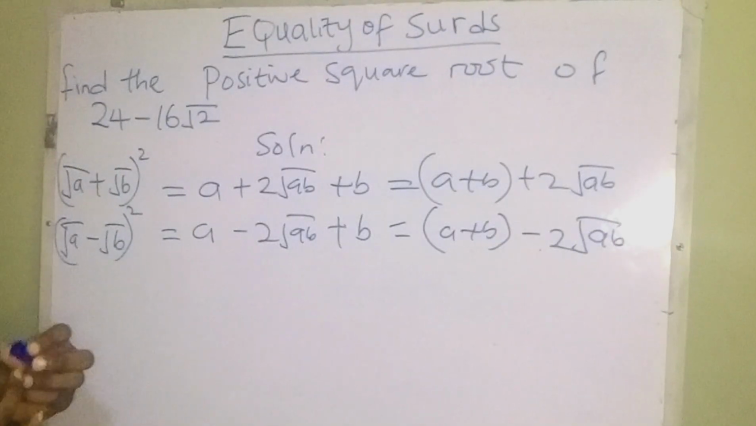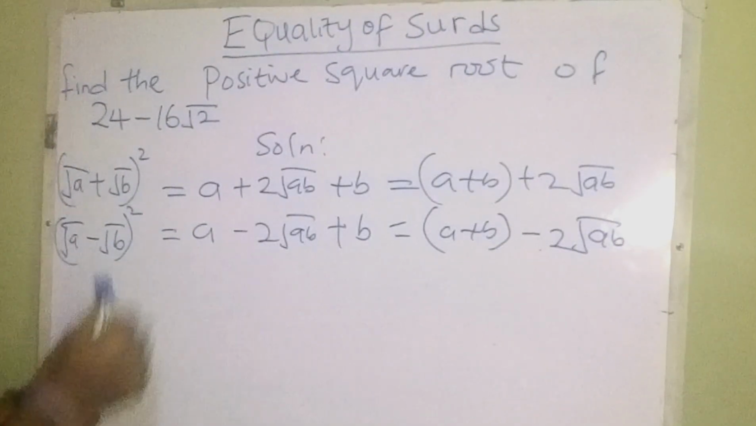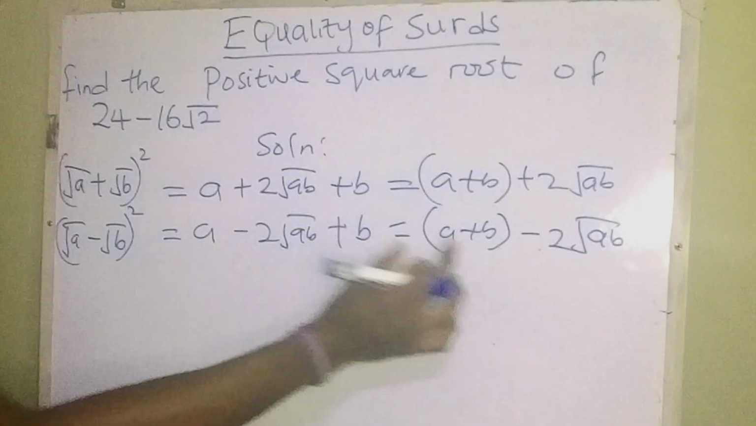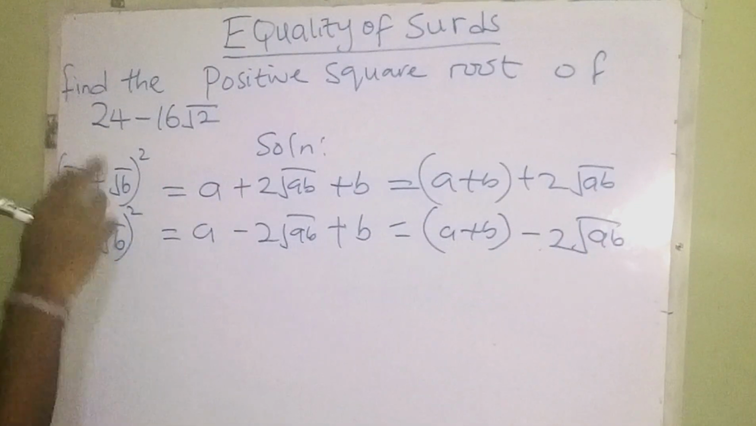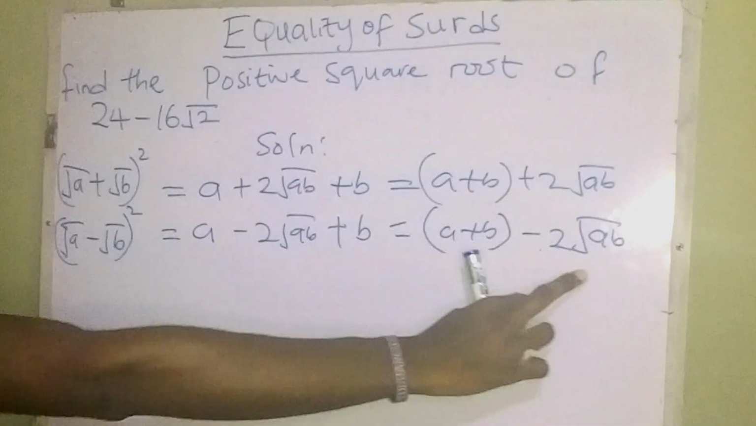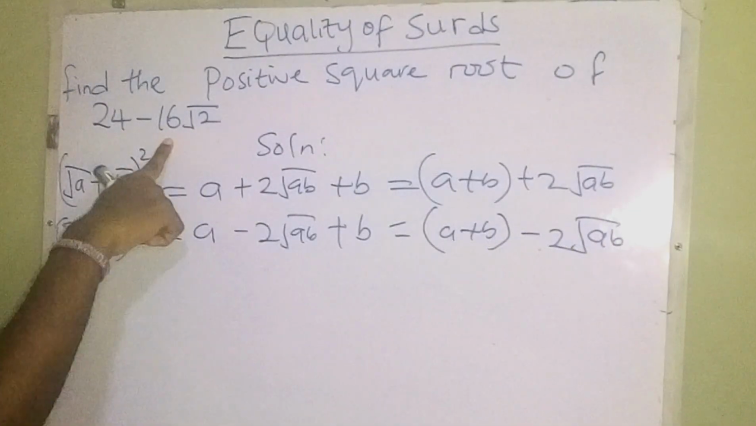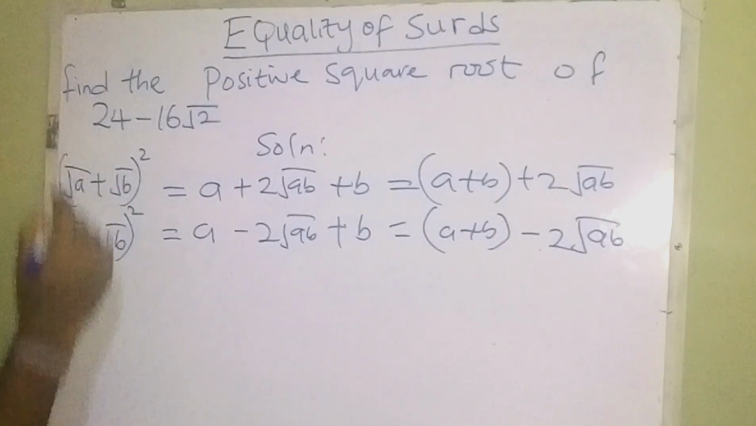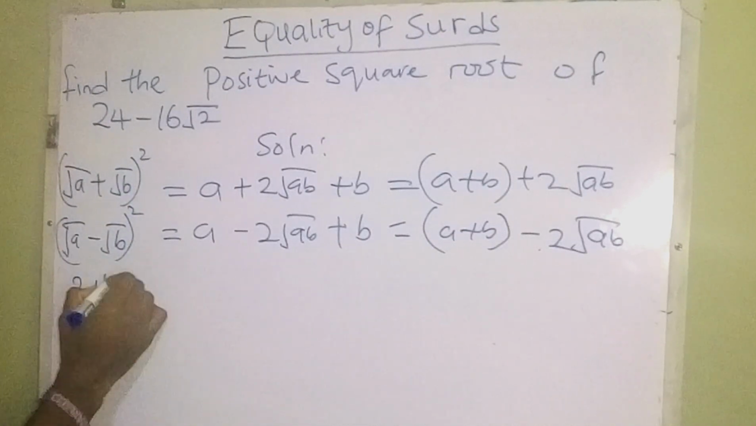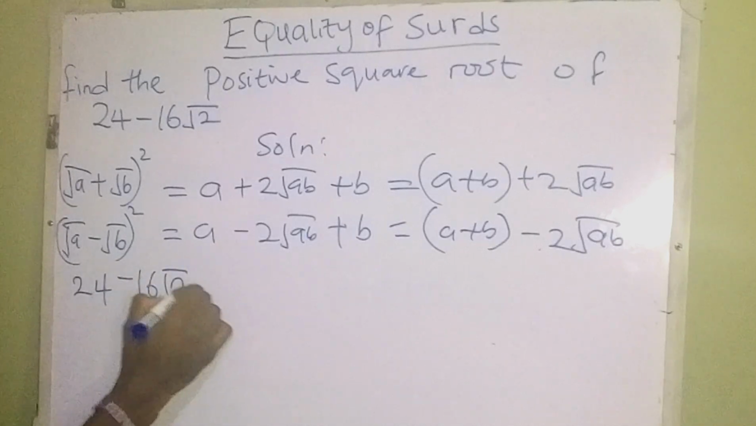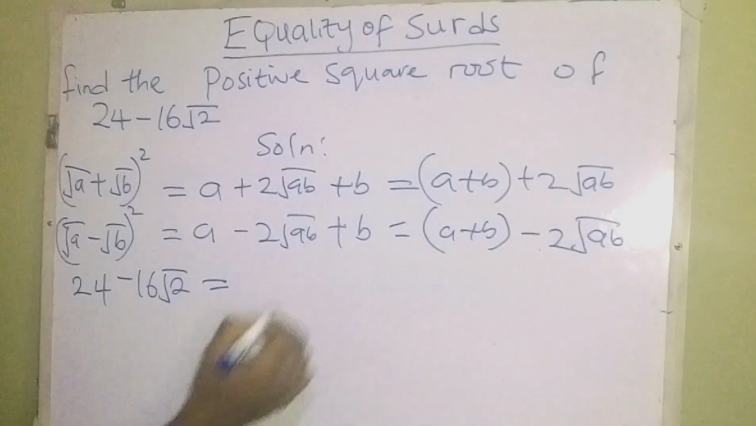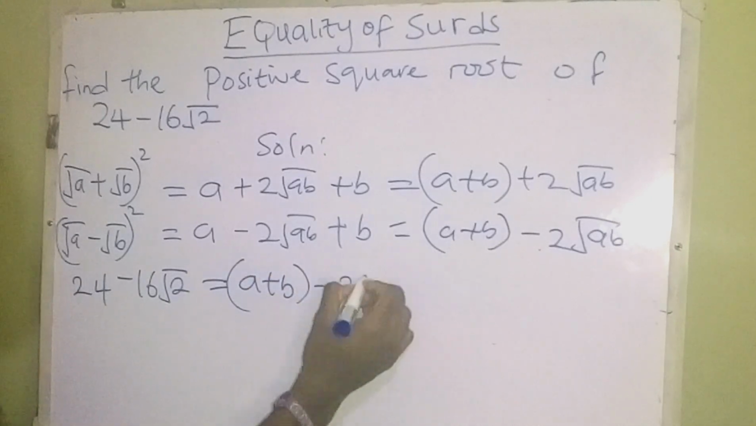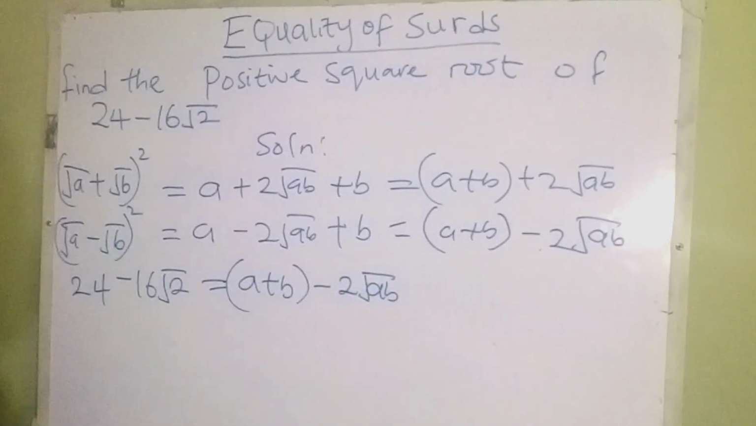Now, if you look at the question we have, it is in this form because 24 will be a plus b. So that means two numbers added up to give us 24, minus 2 square root of ab. So this is equal to this. Since we are dealing with equality of surds, we can now say 24 minus 16 square root of 2 will be equal to a plus b minus 2 square root of ab.